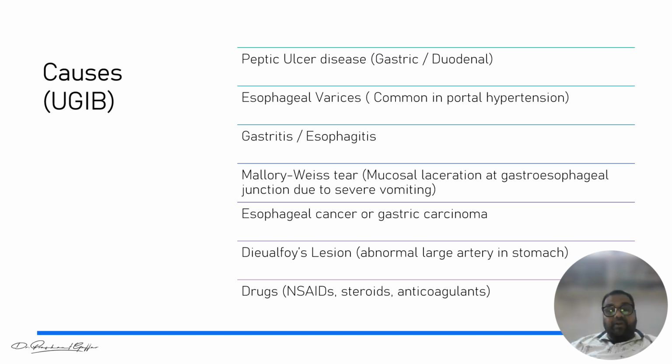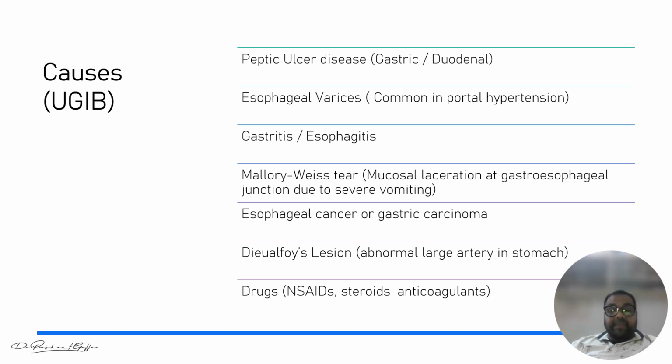In the vomiting, we already learned. Mucosal laceration at the gastroesophageal junction due to severe vomiting, esophageal cancer or gastric carcinoma, Dieulafoy lesion, that is an abnormally large artery in the stomach, and drugs like NSAIDs, steroids, and anticoagulants. In all these conditions, there is a risk of upper GI bleeding.